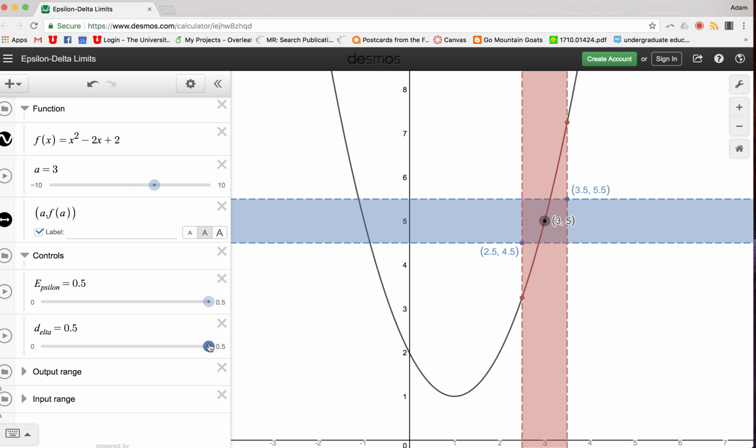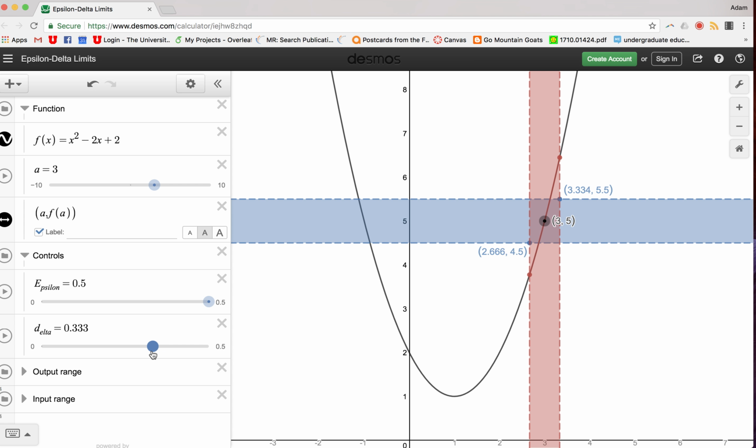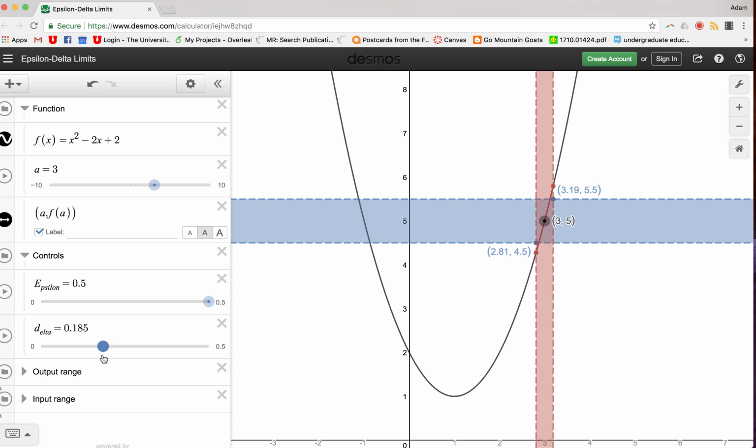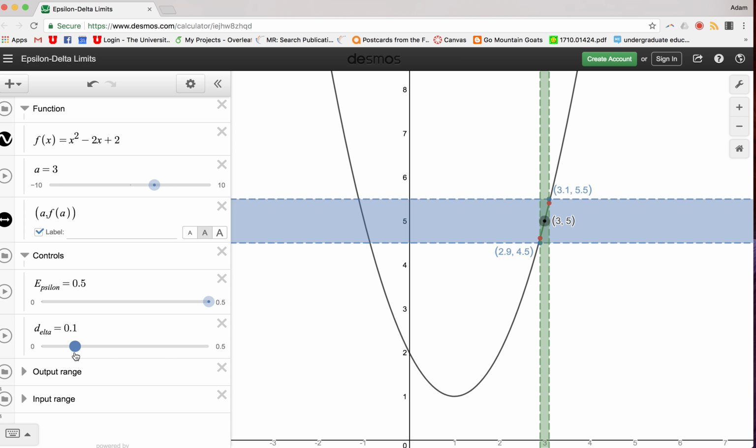And so let's see what happens. If we do delta equals epsilon divided by 5, so we go all the way down, epsilon over 5 is going to be 0.1. I'm really slow at doing this. All right, there we go, 0.1. We see that it works, right? So epsilon over 5 happens to work in this case.